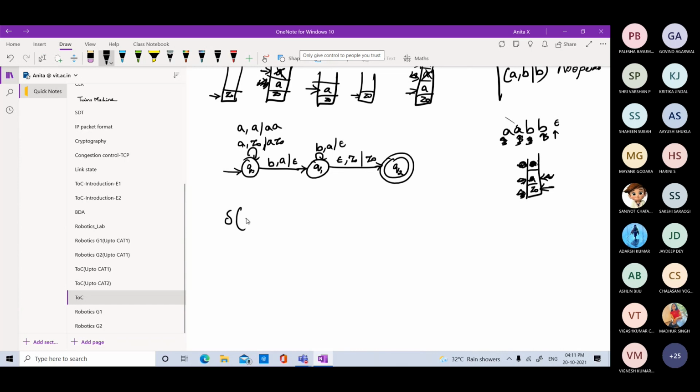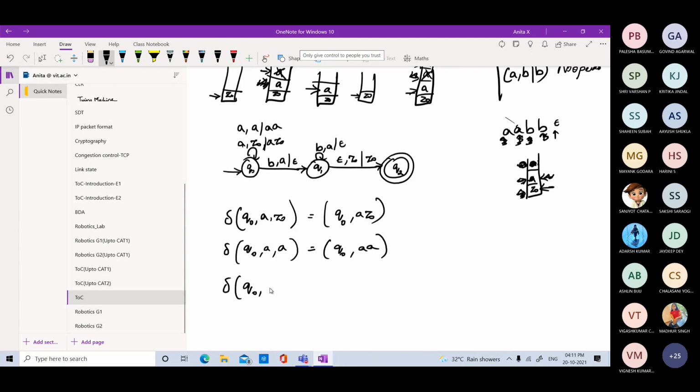That is delta of Q naught. I am in state Q naught, my input symbol is A, my stack symbol is Z naught. Then my transition would be to Q naught and my action is push. Then Q naught, my input symbol is A, my stack symbol is A. So I'll be having transition to Q naught, my operation is push. Next, I am in state Q naught, my input symbol is B, my stack symbol is A. I have to make the transition to Q1 and my operation is pop.